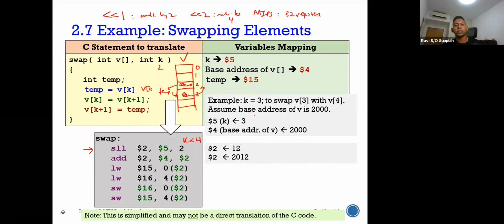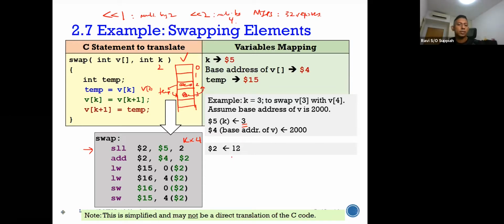In this case, we are giving an example where I put a value of 3 into k. So after I do the first step, which is multiply k by 4, I will have a value of 12 inside my register 2. So that is the output of the first instruction.